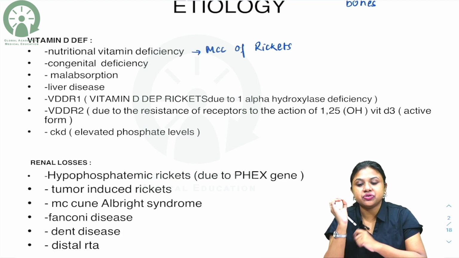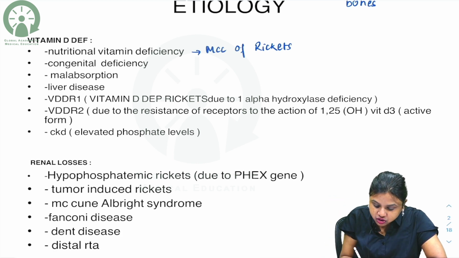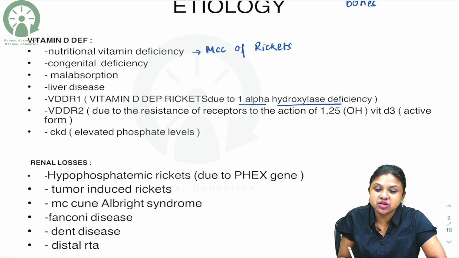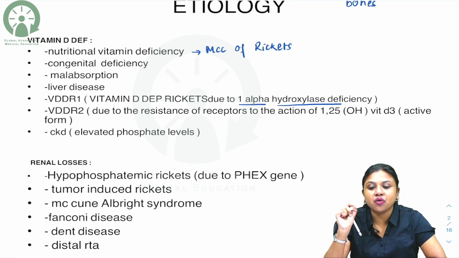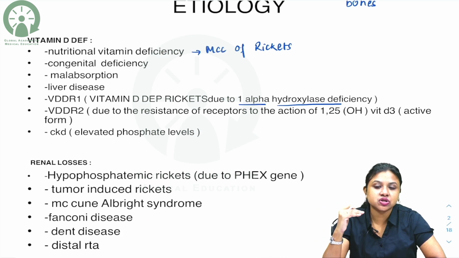Vitamin D dependent rickets type 1 is basically because of 1 alpha hydroxylase deficiency, whereas vitamin D dependent rickets type 2 is because of resistance of receptors to the action of 1,25 hydroxy vitamin D3, which is the active form. And definitely we can have renal failure, where the serum phosphate will be high.